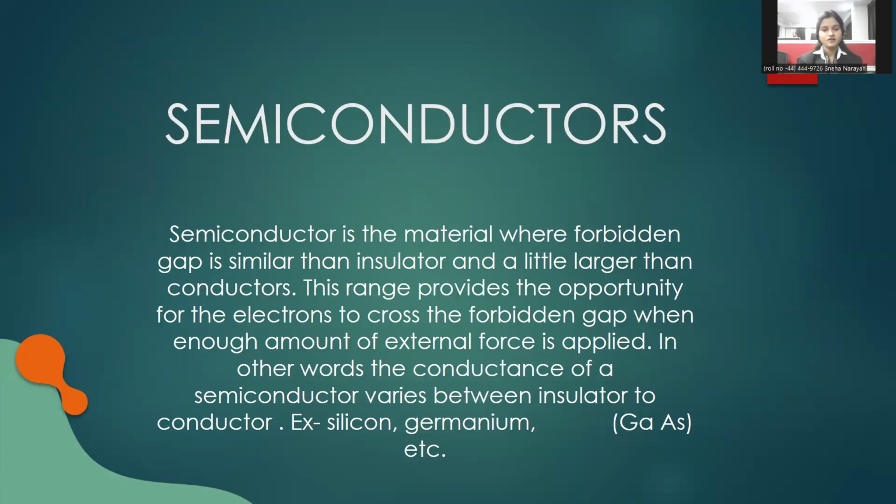Semiconductor. What is a semiconductor? A semiconductor is a material where the forbidden gap is smaller than an insulator and a little larger than a conductor. This gives the electrons the opportunity to cross the forbidden gap when enough external force is applied. In other words, the conduction of a semiconductor varies between insulator and conductor. Examples of semiconductors are silicon, germanium, etc.